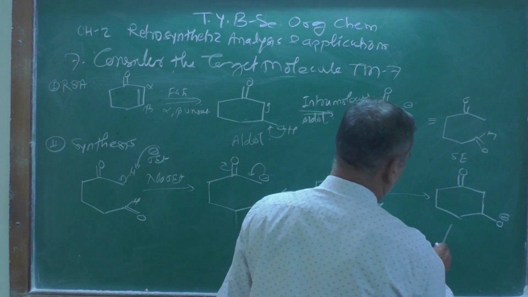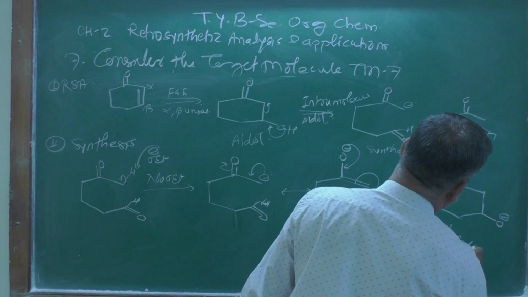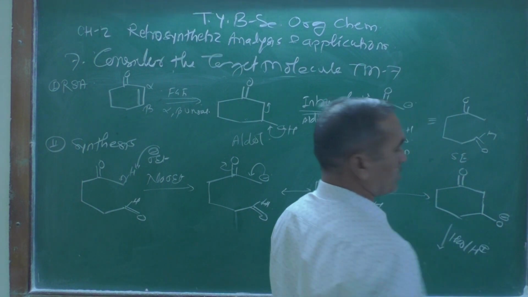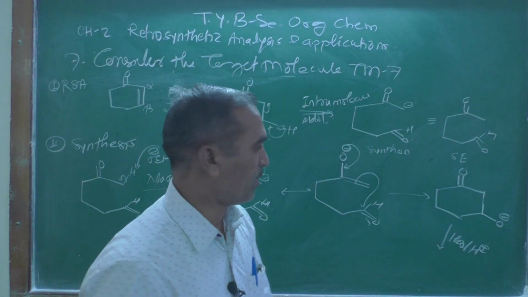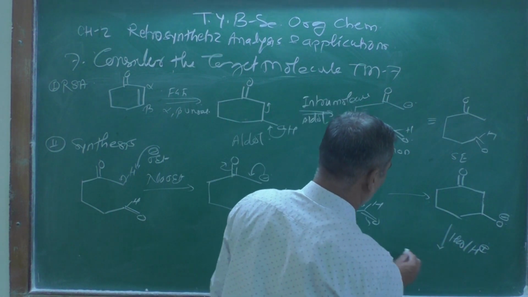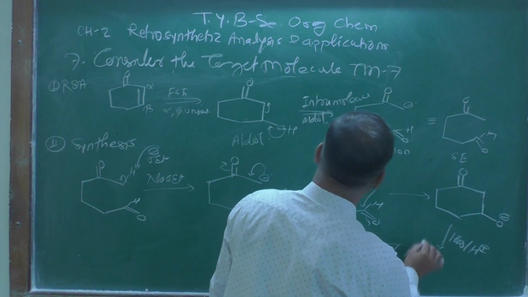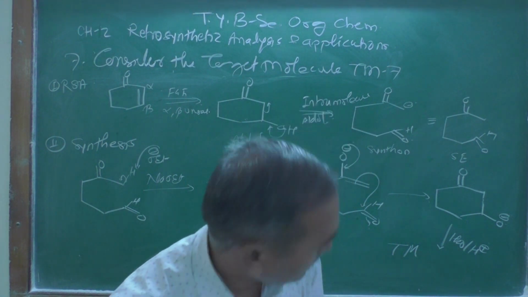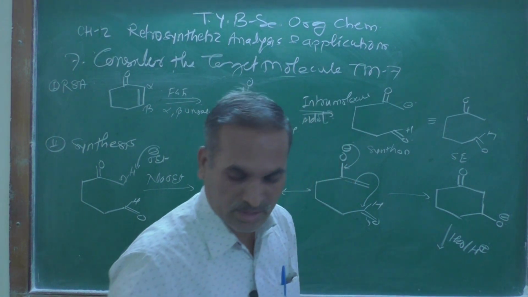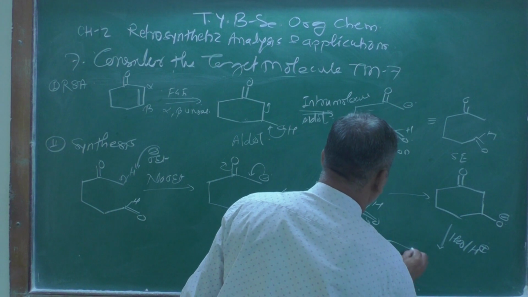And now after that, hydrolysis with H2O in the presence of H plus, and this alkoxide group can pick up the proton from the solvent, and you may get the aldol over there like this.